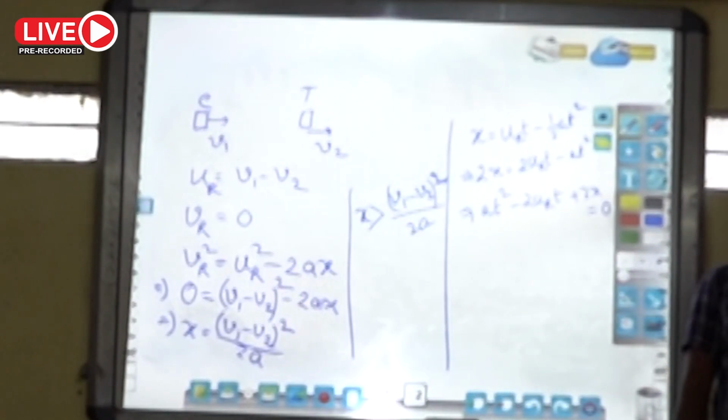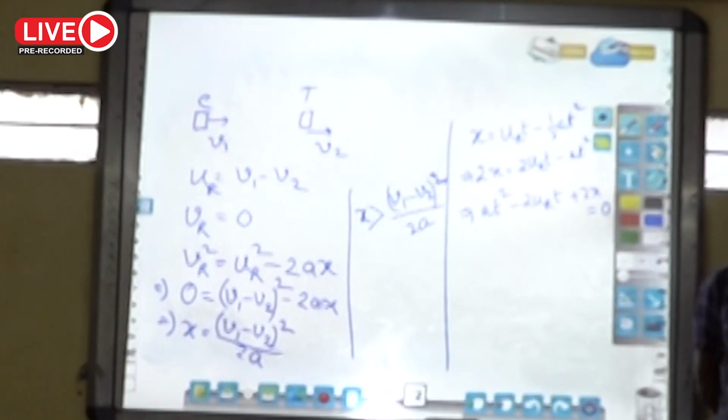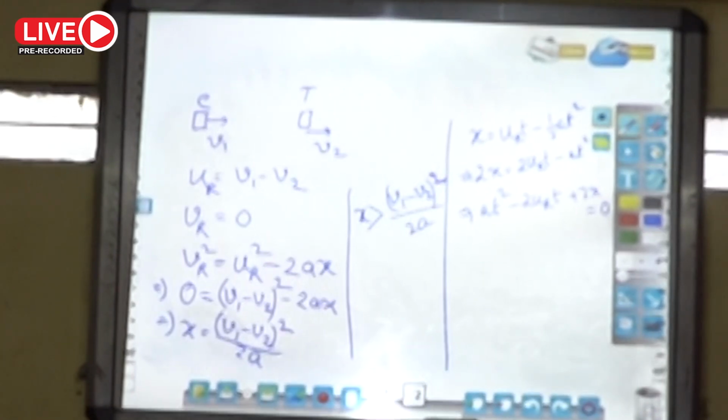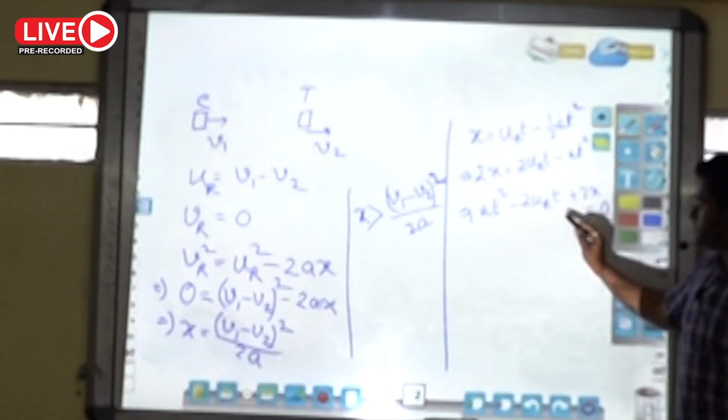Now if collision occurs, then this t should be real, and if collision does not occur, t should be complex. So roots of this equation are complex. T real means the phenomenon will occur. T not real, meaning complex or imaginary, means the phenomenon will not occur. So what is the condition for complex roots? Discriminant less than 0.